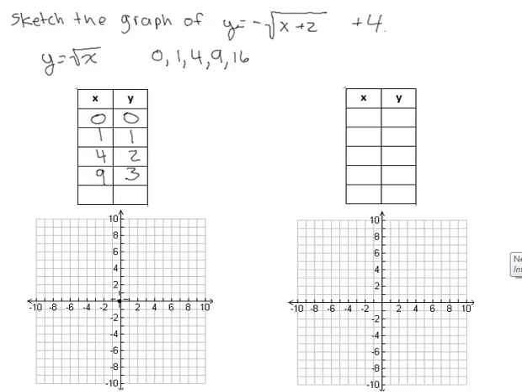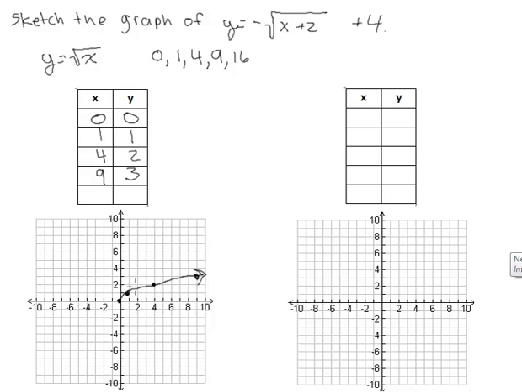Now I'm going to graph each of these points. So here's (0, 0), (1, 1), (4, 2), and (9, 3). And this gives me the graph of the square root function.